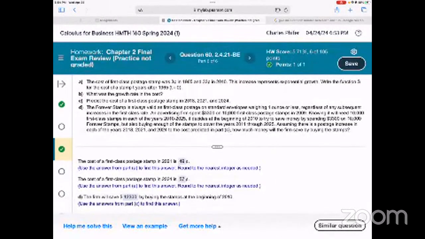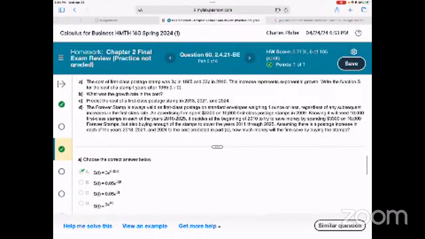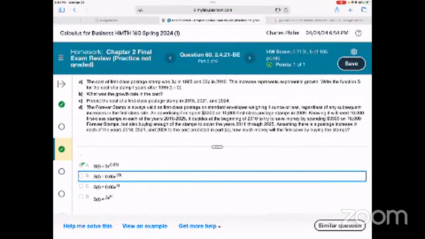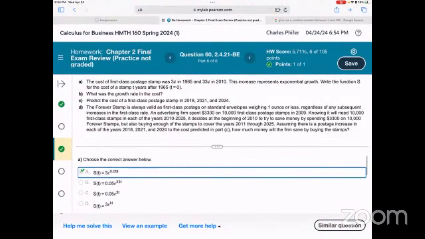So again, for part A, part A was similar to how we did the previous example. So that's why I didn't really want to do it. And then when I saw it was multiple choice, I knew that in 65, with that being year 0, that means my A naught or S naught, my starting amount, was 3 cents. So in 1965, it cost 3 cents, right? That was my starting amount. So with that information, I was able to knock off B and C, right? So I knew it had to be either A or D.